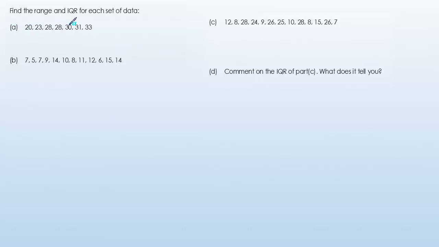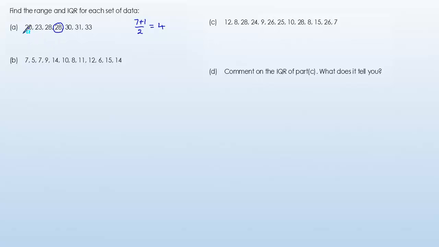Find the range and the interquartile range for each set of data. Now the first set here we can see is already in numerical order. There's 1, 2, 3, 4, 5, 6, 7 pieces of data. 7 plus 1 divided by 2 gives us 4. So the fourth piece of data is the median. 1, 2, 3, 4. So the median is this 28 here.